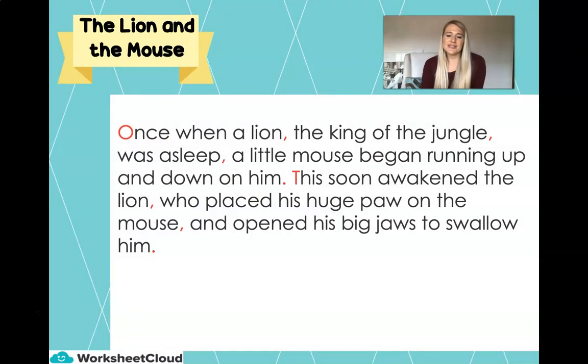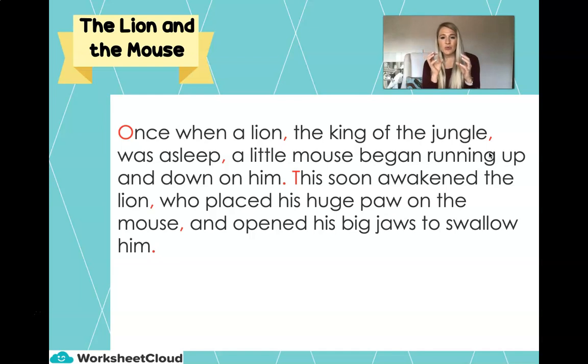Right, and so here is our answers, boys and girls. So if we start off, the most obvious and the very first mistake that we saw here is that it did not start with a capital letter. The word once is the start of our story, no capital letter. So there's my first mistake. Once when a lion, comma, the king of the jungle, comma. So that's sort of saying he is the king of the jungle. So once when a lion, comma, the king of the jungle, comma, was asleep, comma, a little mouse began running up and down on him, full stop.